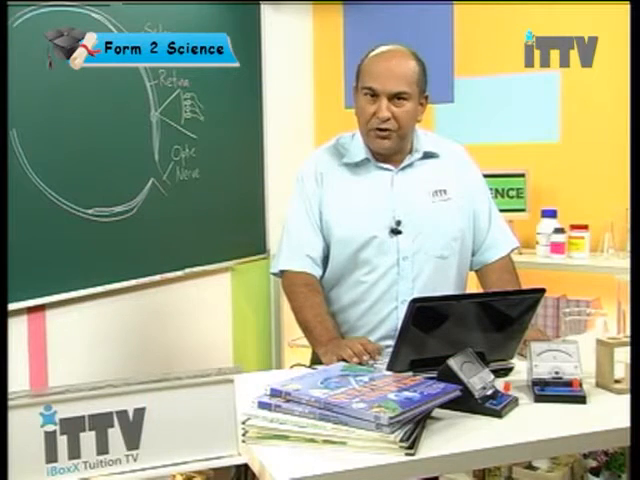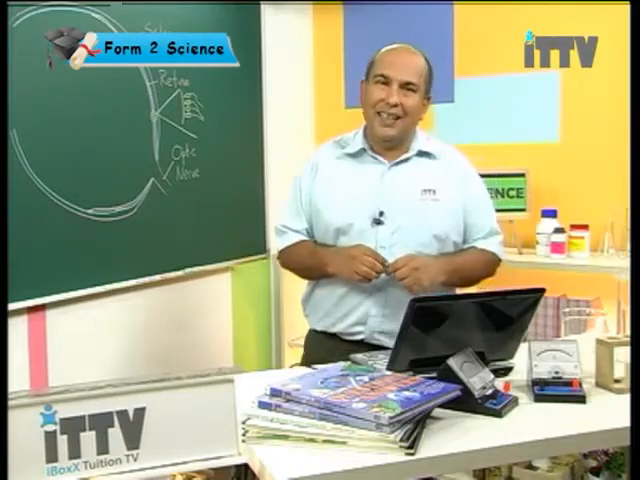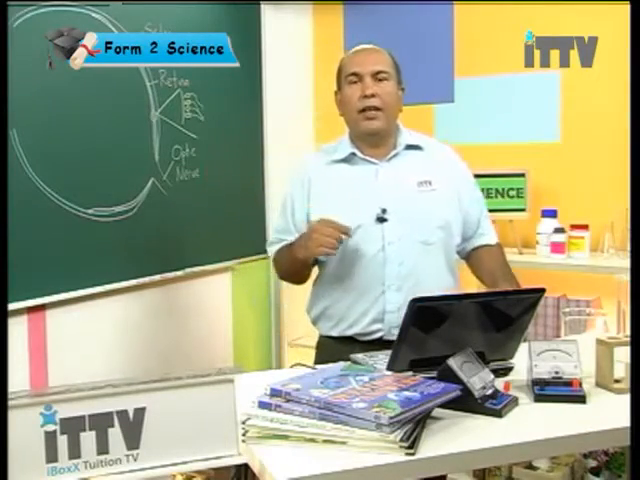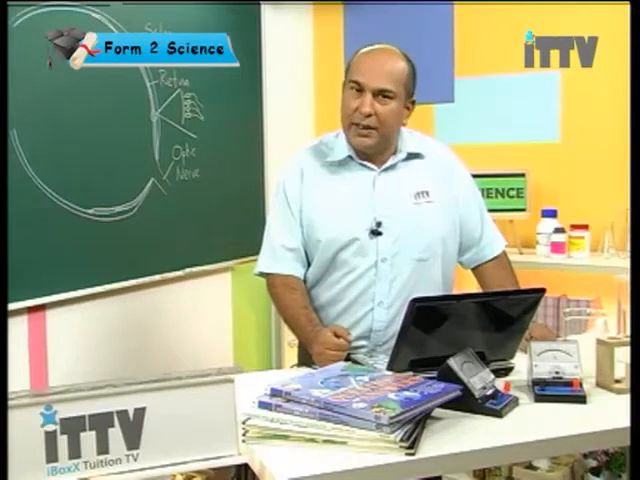Let's try 1 more question. Where are the receptors for light stimulus found? So we have 3 layers. The sclera, the choroid, and the retina. On which layer do we find our photoreceptors?